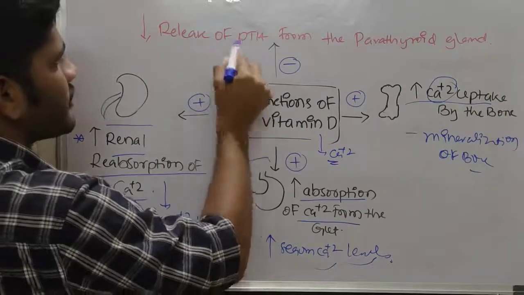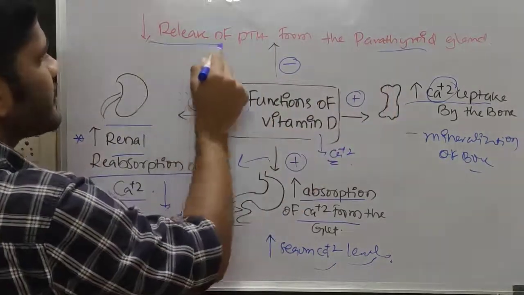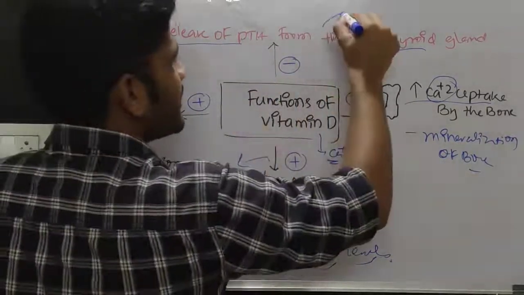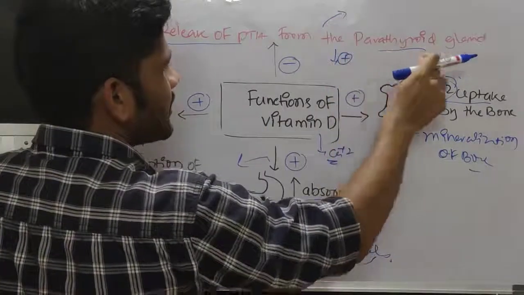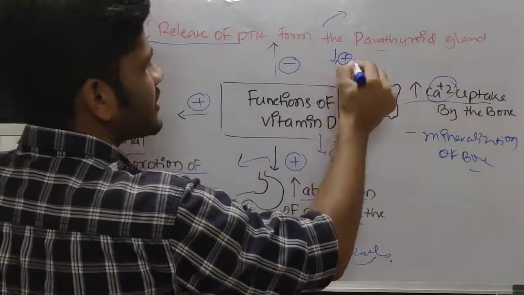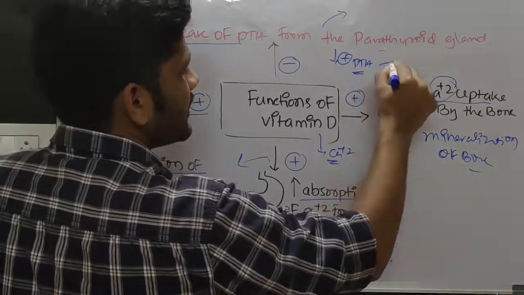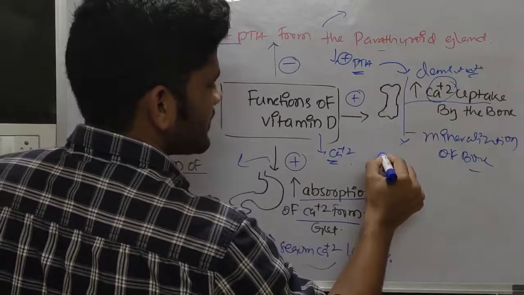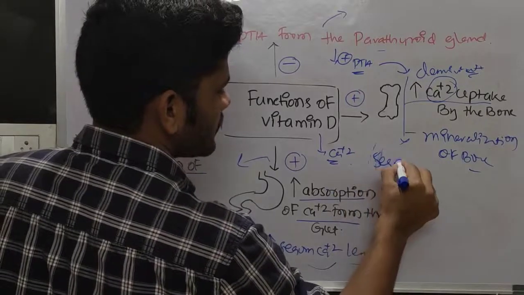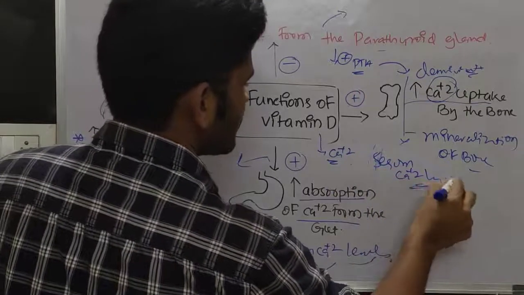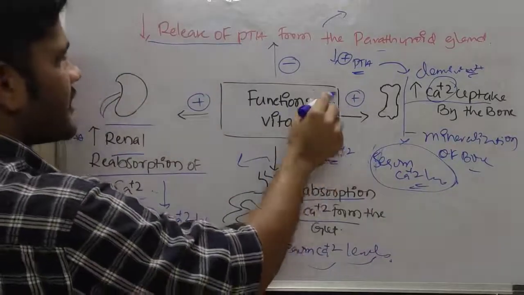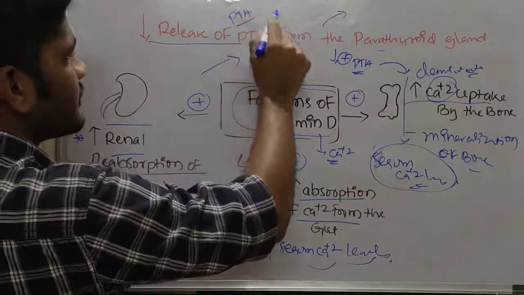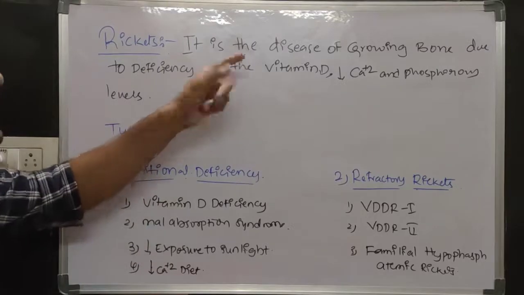And it has a negative effect on the parathyroid gland. It reduces the release of parathyroid hormone from the parathyroid glands. So deficiency of vitamin D causes increased parathyroid gland activity that leads to increased production of parathyroid hormone. It causes demineralization of the bone, and that's how it increases the serum calcium levels. So in case of a deficiency of vitamin D, there are high levels of parathyroid hormone present in the serum. So rickets. Rickets is the disease of growing bones.